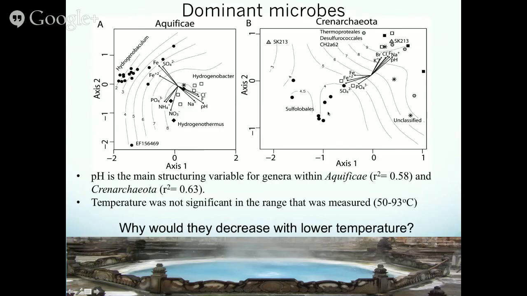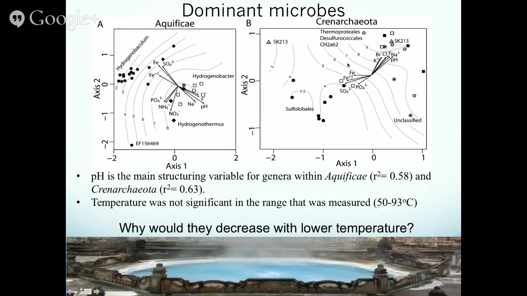And Crenarchaeotes, again, pH was a significant variable. Sulfolobales are typically found in these low pH environments. Then we have some of these Thermoproteales, Desulfurococcales, found over here in the high pH range. Interestingly, I do want to point out this candidate division SK213. We found one over here in a very high pH, greater than 9.